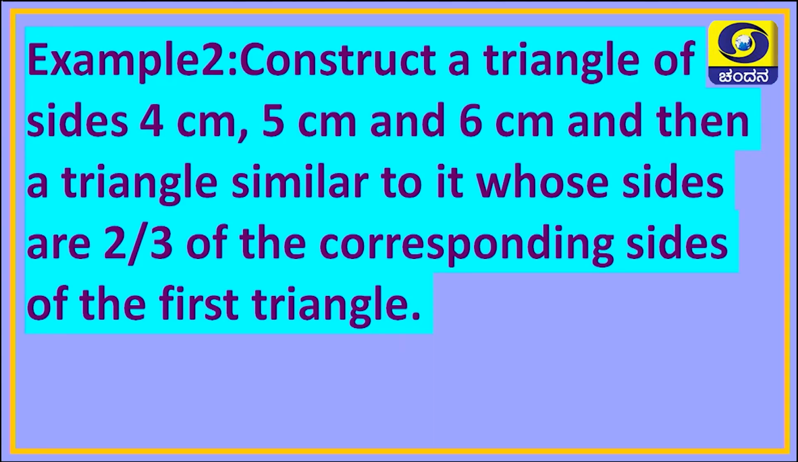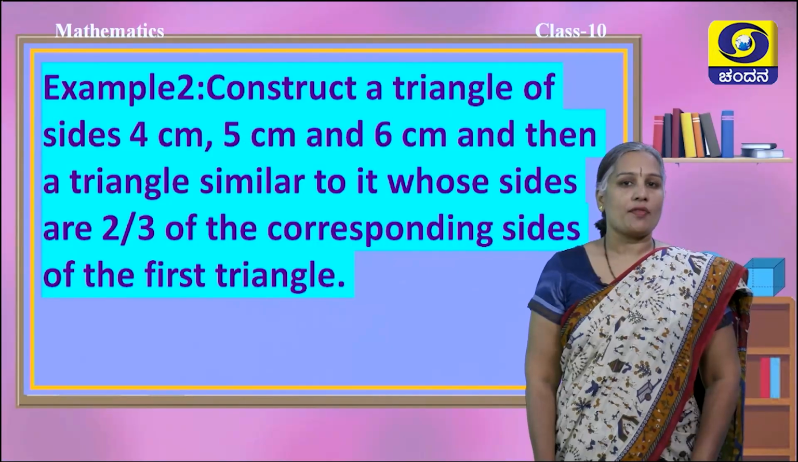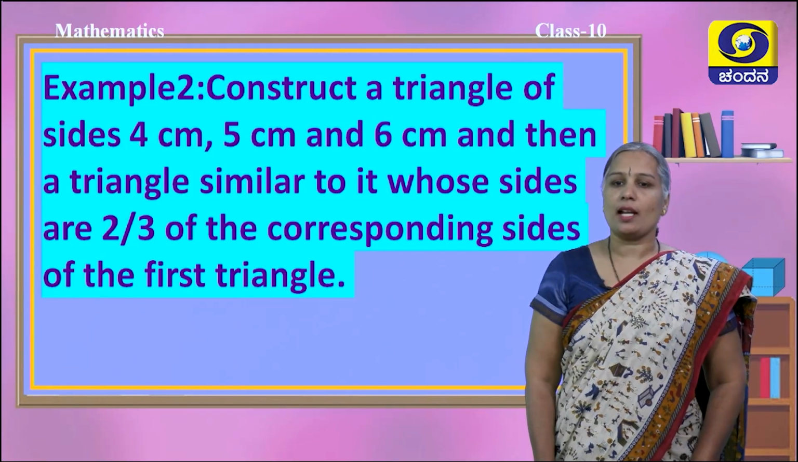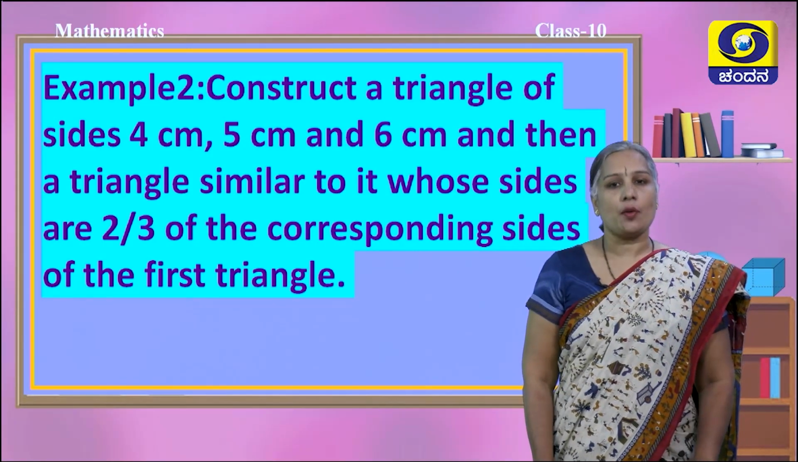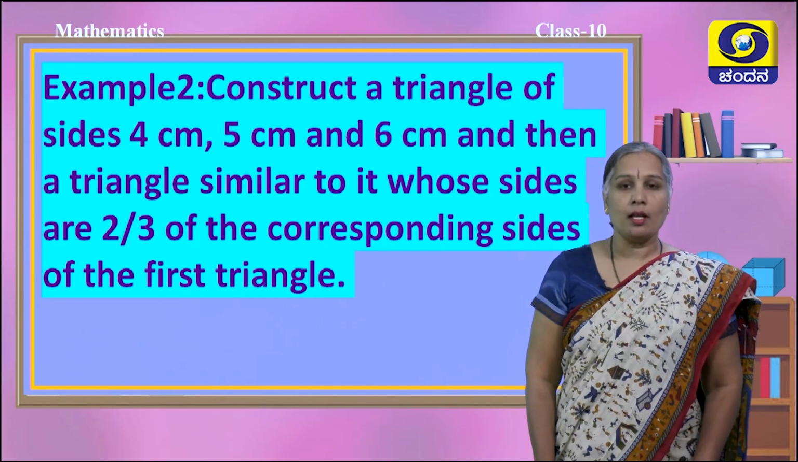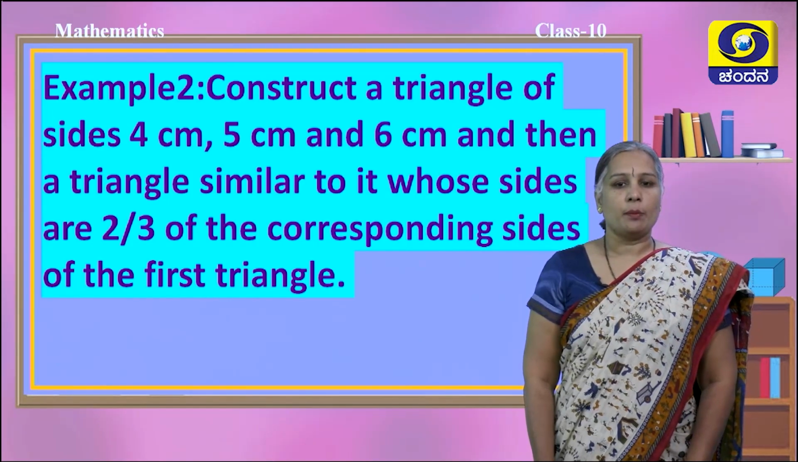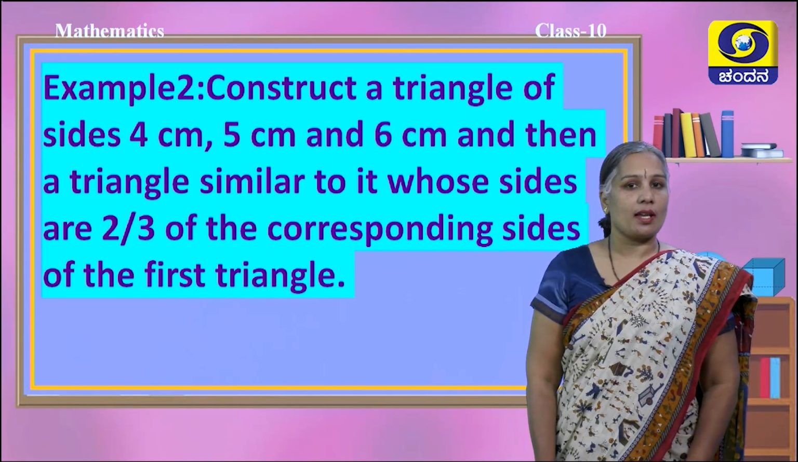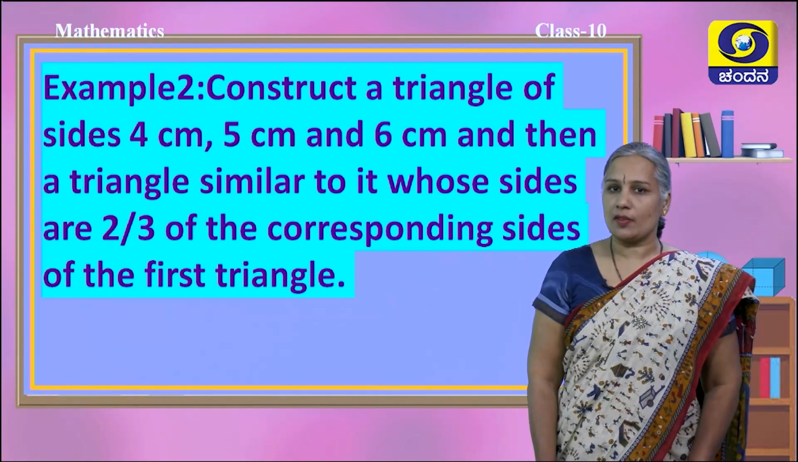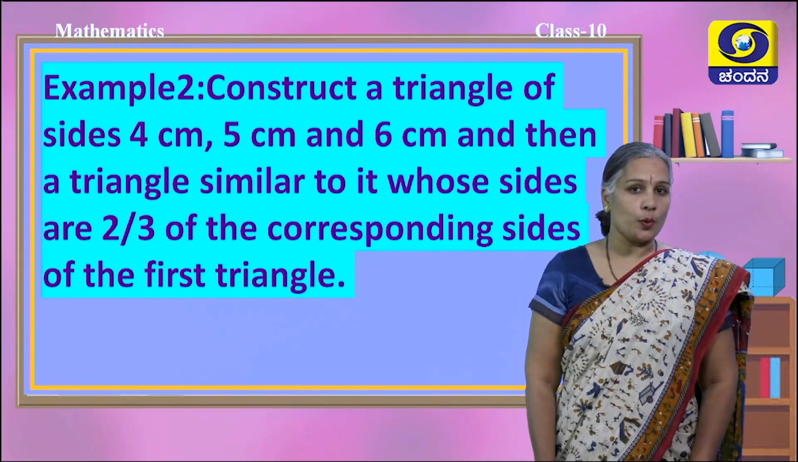Here first we have to construct a triangle of sides 4 cm, 5 cm and 6 cm. Then we have to construct a similar triangle with the given scale factor 2/3. It means we have to use the scale factor to construct the similar triangles. Let us see how to do this.